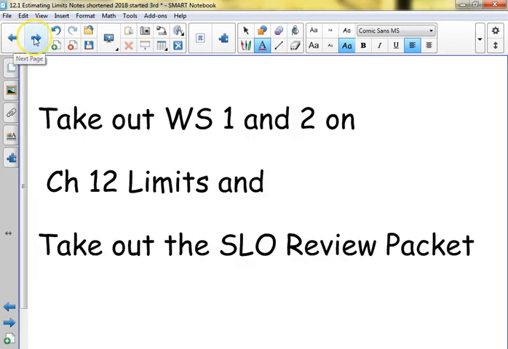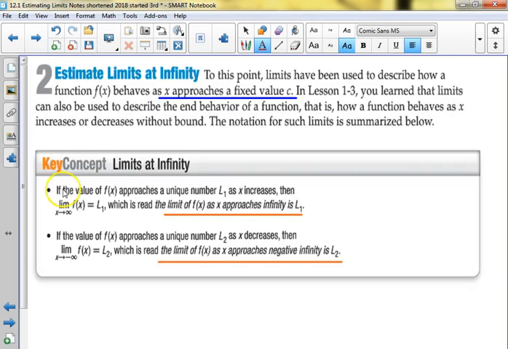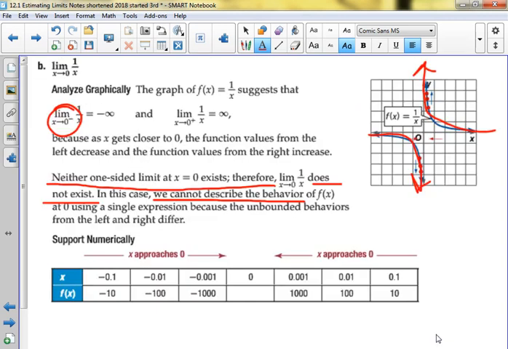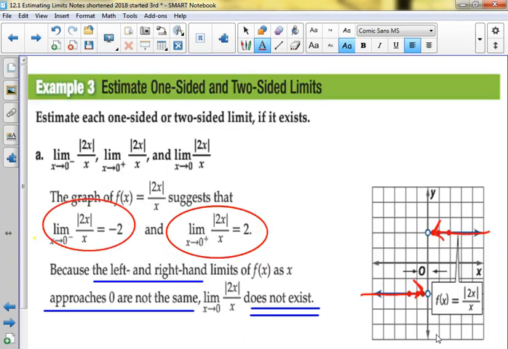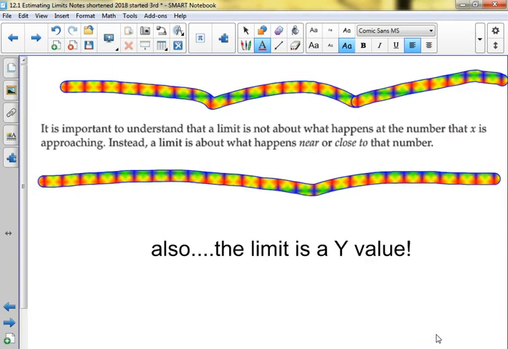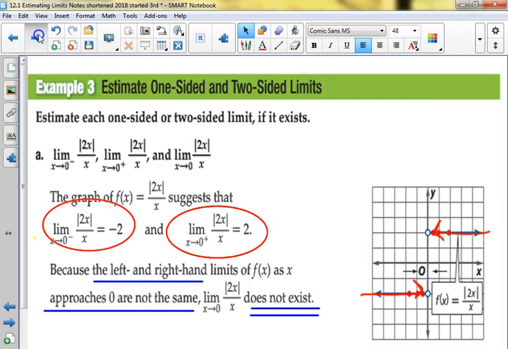All right, so we're working on worksheet 1 and maybe starting worksheet 2 on limits today. Yesterday we talked about a limit at a particular value. I kind of like this slide, okay? It says what's going on near or close to a particular number, but not necessarily at the number.